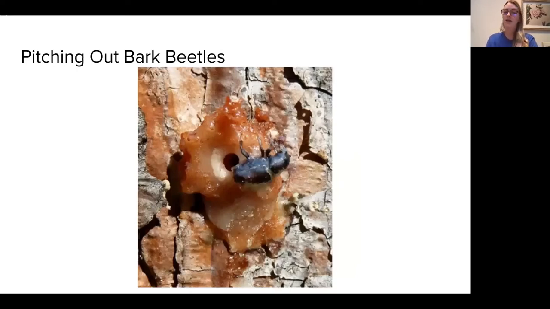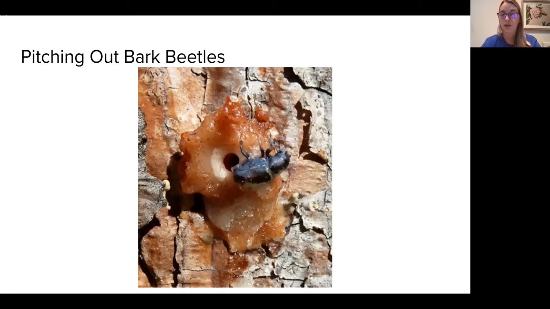But that being said, just because we have these bark beetles, it's pretty obvious that we still have a forest. If you go outside, the bark beetles have not taken over our trees yet. There are still trees out there. And that's because these trees actually have a really effective mechanism for dealing with bark beetles.